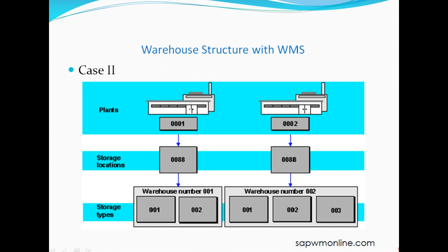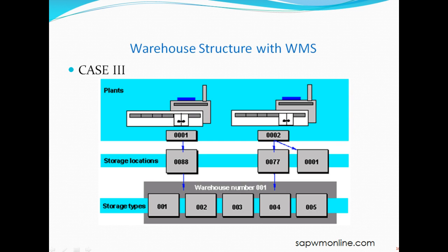Let us see a case wherein WM comes into the picture. When we have WMS in the picture, we can see that the warehouse management starts where the IM stops or ends, meaning the warehouse is linked below a storage location. So a plant is connected to a warehouse via a storage location. What you see on the screen is a plant, a storage location, and a warehouse. The warehouse has storage types which we will see in subsequent slides.